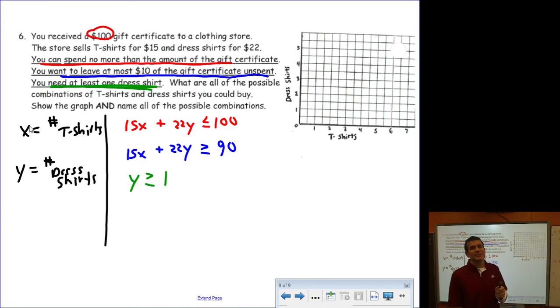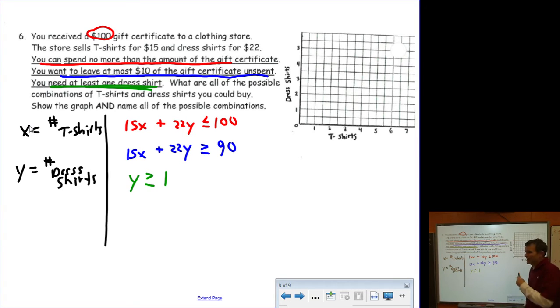I'm going to try to do this accurately. I spent more time doing it accurately on the answer key, but I'll try to go here. Not easy on this board. So this one looks the easiest. Let's do the green one first. That would be a horizontal line at 1. And that would be shaded above the line.